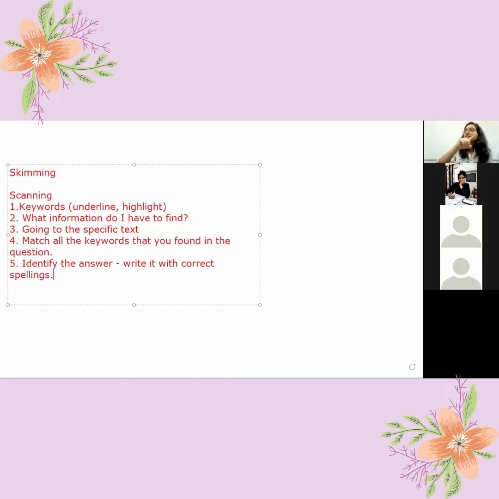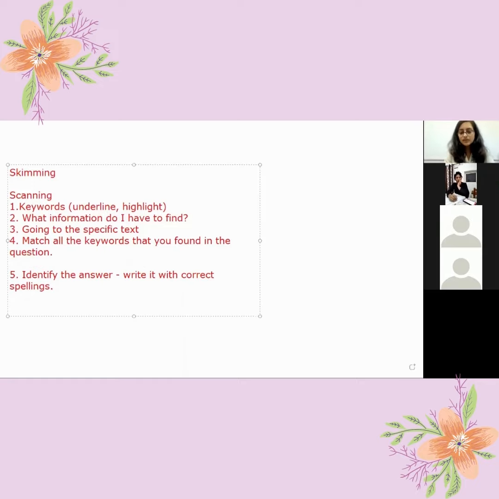Of course, because of the skimming, we would know which text to go to. Match all the keywords, all of them, not just one or two. Don't get overexcited that I found the answer and I'm just going to write it. No. And then match all the keywords that you found in the question.